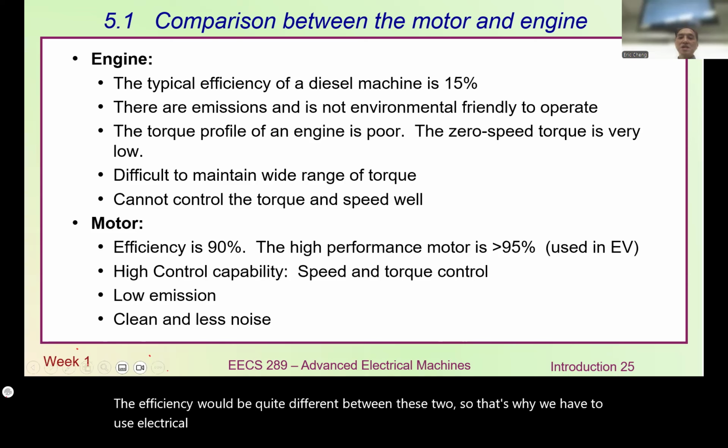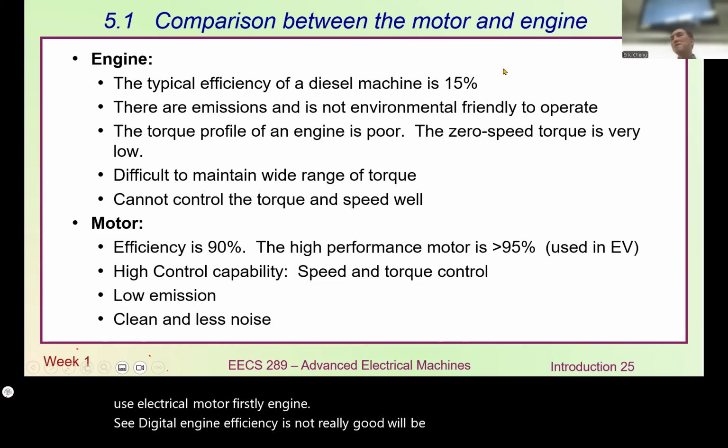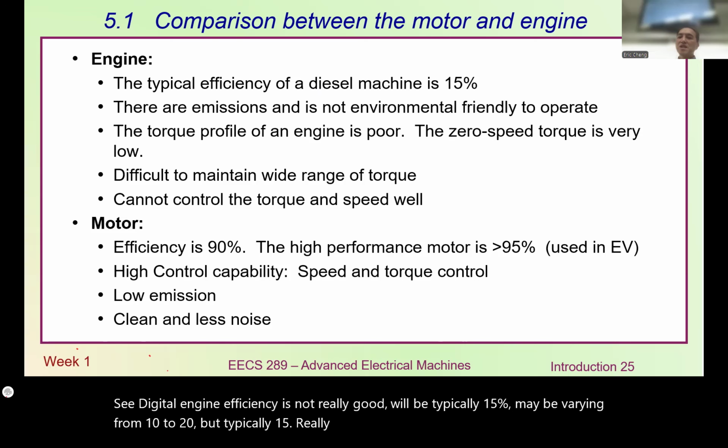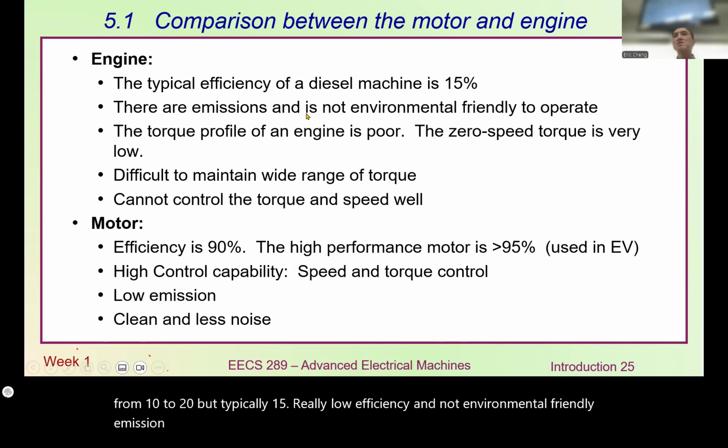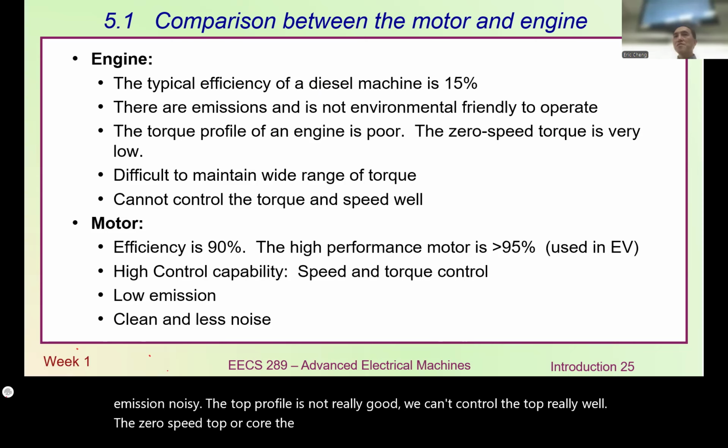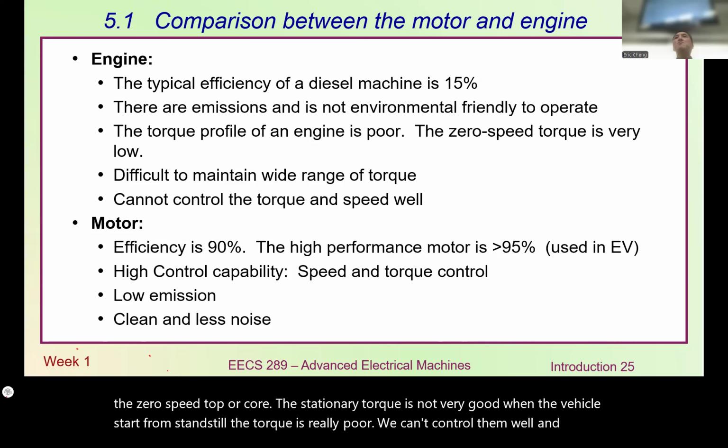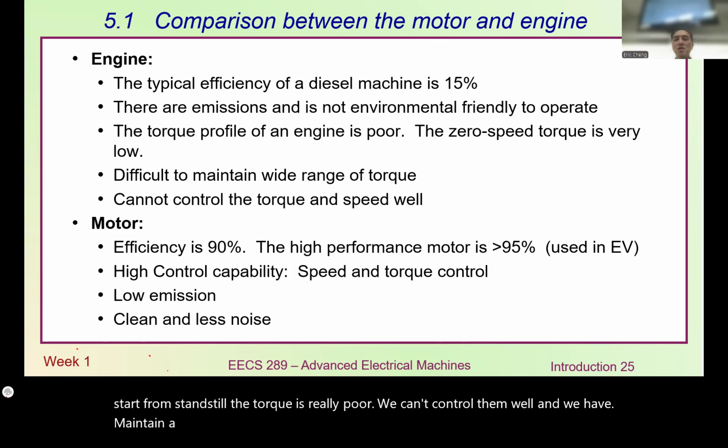Firstly, the engine. The diesel engine's efficiency is not very good, typically 15%, varying from 10 to 20, really low efficiency. It is not environmentally friendly, with emissions and noise. The torque profile is not really good. We can't control the torque well. The zero speed torque, or stationary torque, is not very good. When the vehicle starts from standstill, the torque is really poor. We can't control it well, and it is difficult to maintain a wide range of linear torque. So using it for electric vehicles is not very good.